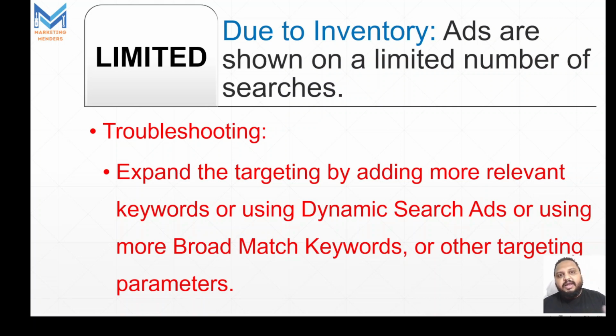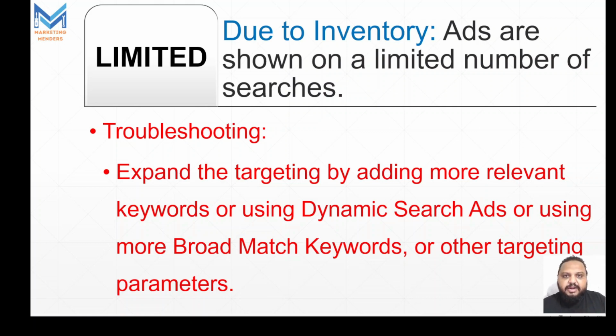So in that case, you can add some broad match keywords, or maybe some phrase match keywords, in your campaign so that it can be shown to more people. Or third, your headlines and descriptions, whatever you have created for your search ad, have already been exhausted. We have seen that Google automatically creates different combinations of your headlines and descriptions while creating an ad, and Google has exhausted them. They have created all the possible combinations of your headlines and descriptions, and still it is showing as limited due to inventory. Then in that case, you can opt for the dynamic search ad.